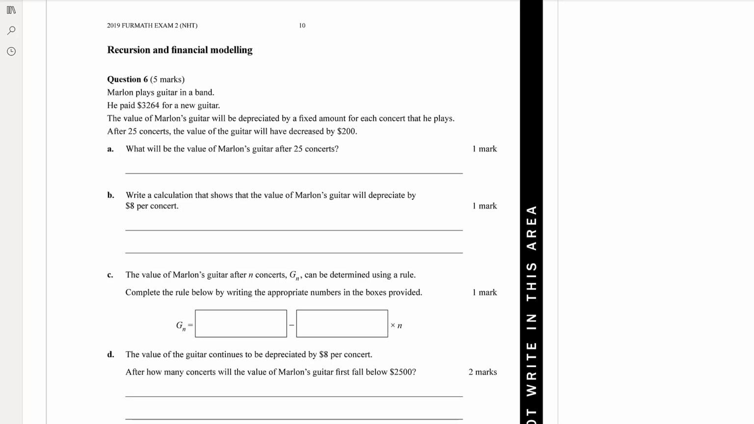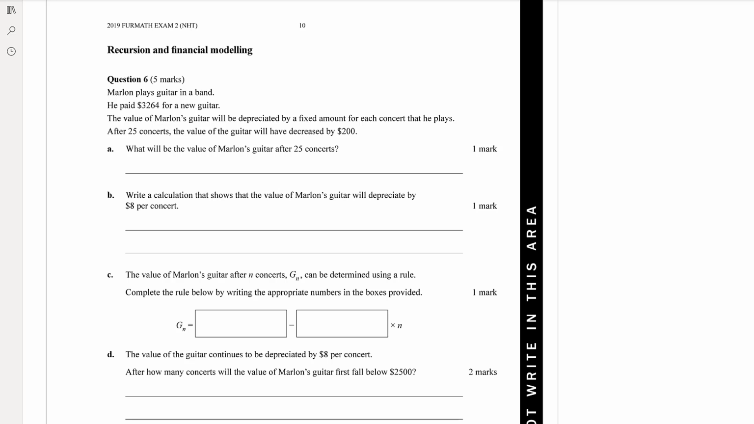So let's look at question 6 now. We're into recursion and financial modelling. In this case, Marlon plays a guitar in a band. He pays $3,264 for a new guitar. It's going to depreciate over a fixed amount for each concert that he plays. After 25 concerts, the value of the guitar will have decreased by $200. So after 25 concerts, what's the value going to be?